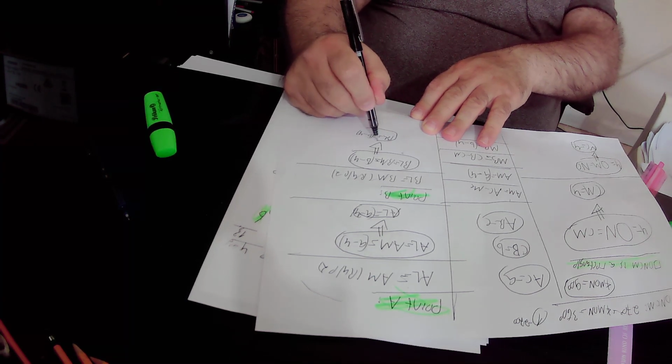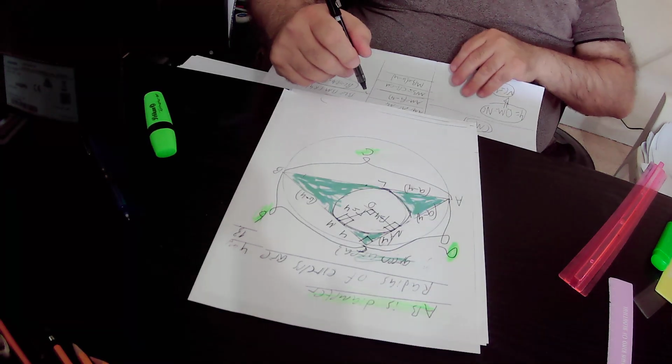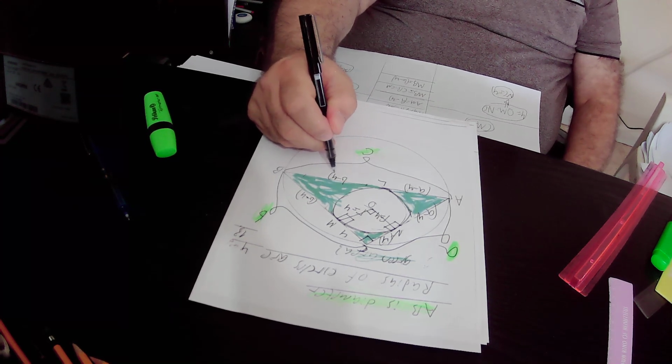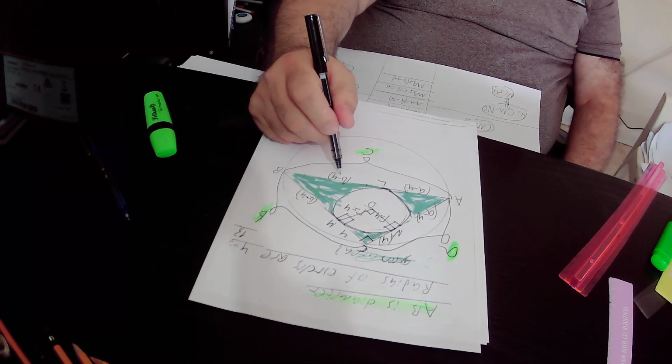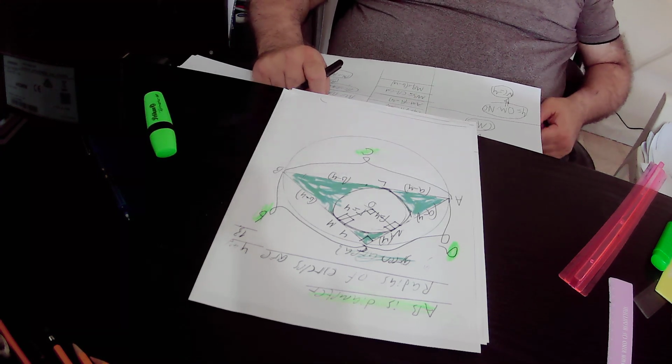So further, that BN is also equal to B minus 4. So, in conclusion, we found out that BL equals B minus 4 and AL equals A minus 4. Okay?